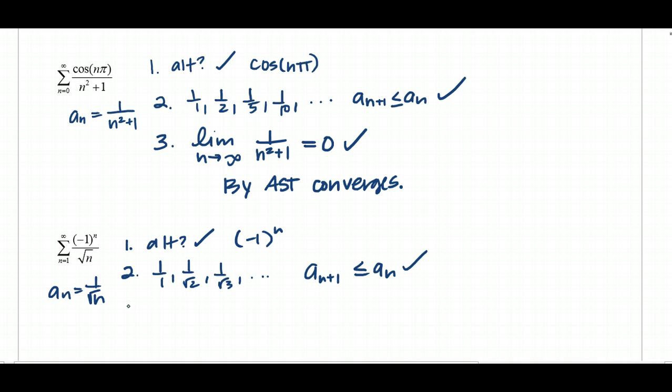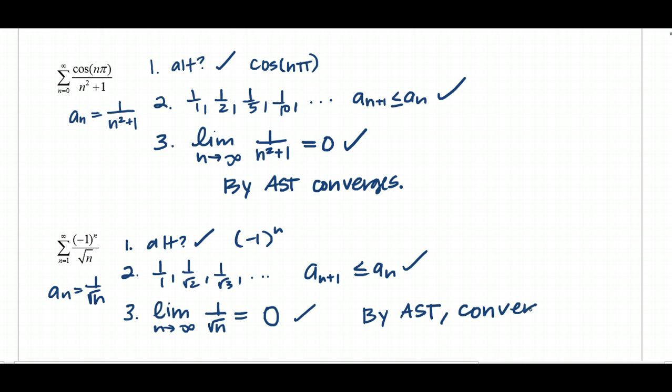And then finally, part 3, we need to show that the limit as n approaches infinity of 1 over radical n is going to go to 0. And again, as I approach infinity, the denominator is growing faster than my constant on the top, 1, so this is 0. So we can say by the alternating series test that this series does converge.